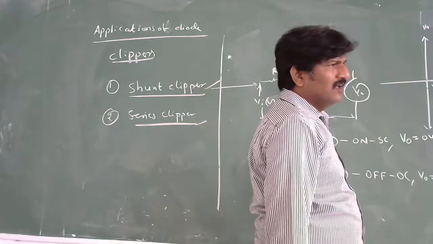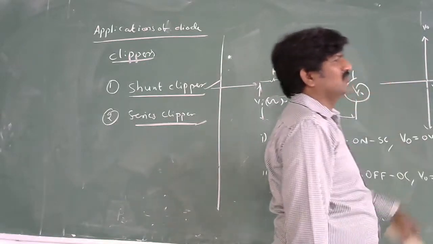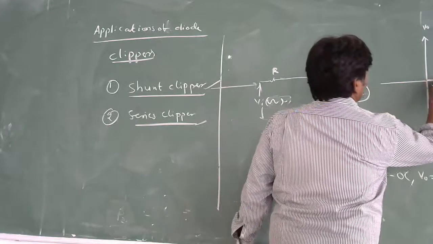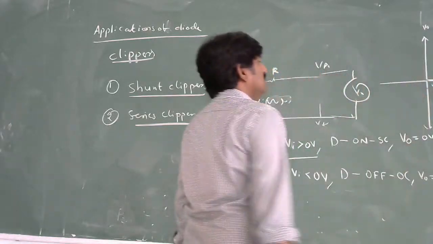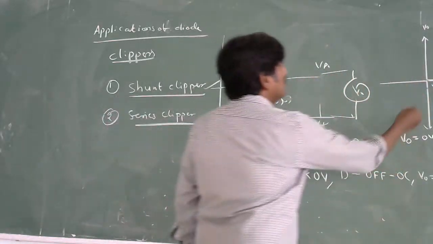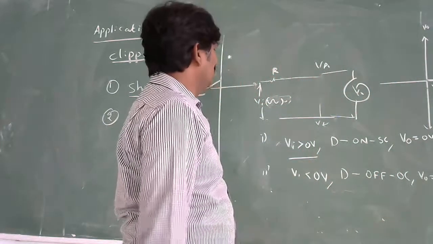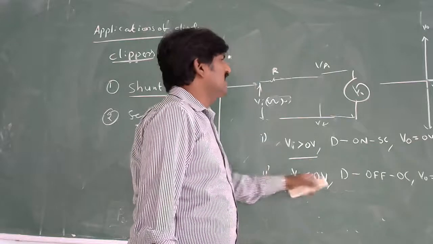Have you understood? What is the output voltage? 0. Then it means we should draw one line for this. The diode is short circuited, so the output is 0.